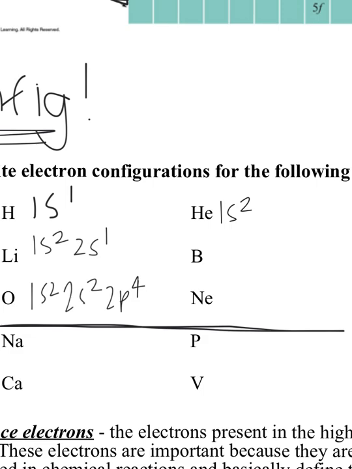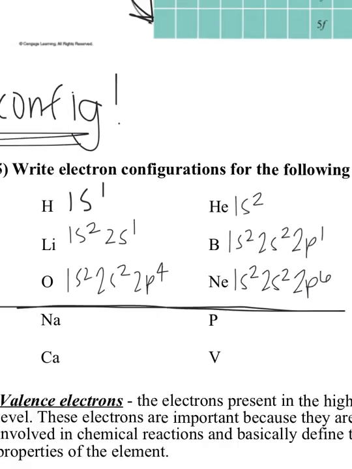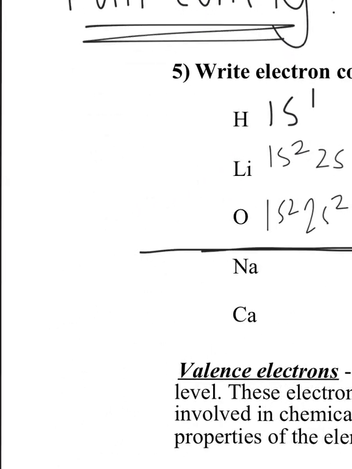Boron is in the first box, so we go through all of 1s, all of 2s, sorry. And then we go into 2p, boron's in that first box. And then neon is all the way at the end of 2p, so all through 1s and all through 2p, and then we stop.